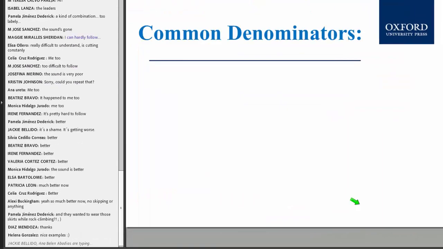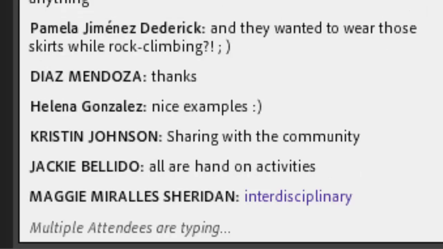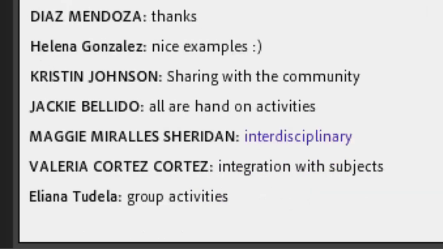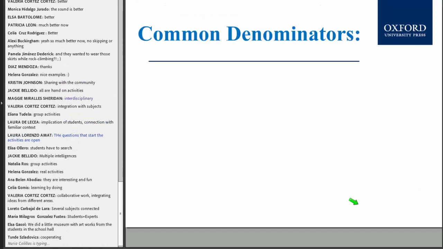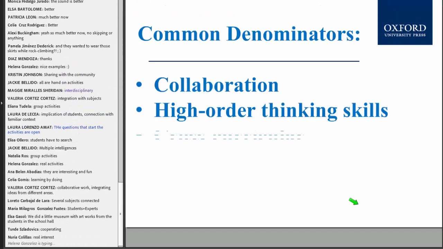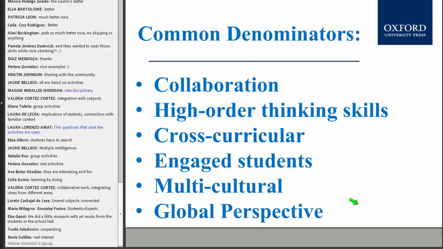So could you, in the chat, tell me some common denominators in all of those exhibitions and all of those final projects? Sharing with community, absolutely. All our hands-on activities, yes. Interdisciplinary, integration, exactly. Group activities. Yeah, you're getting it. So a lot of you have already done some of these things. Collaboration, high-order thinking skills, cross-curricular, engaged students, multicultural, and what's very important is a global perspective.